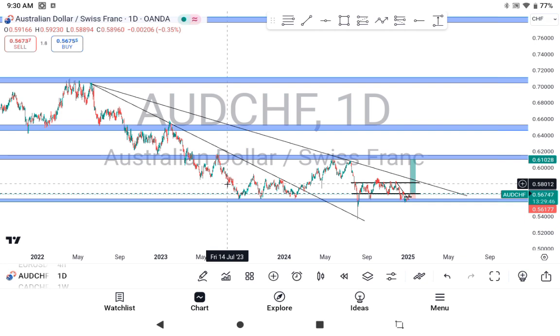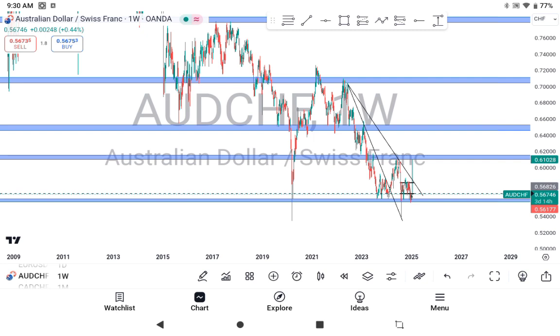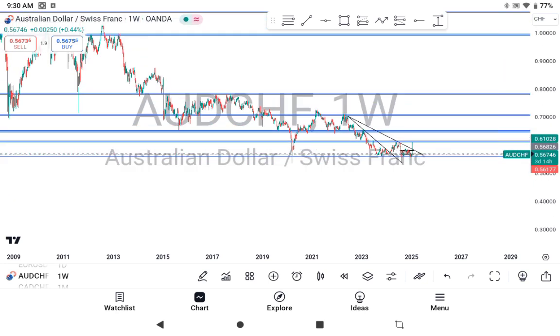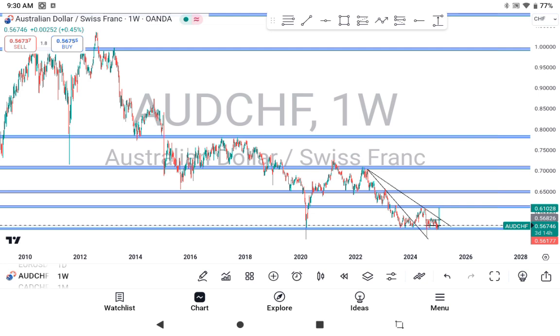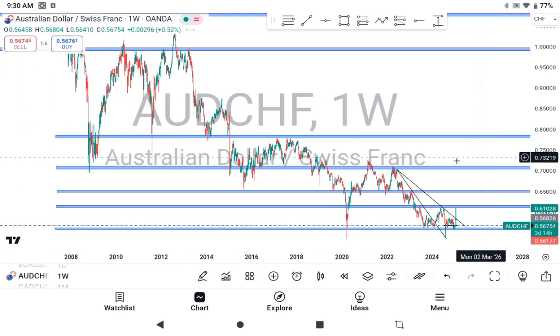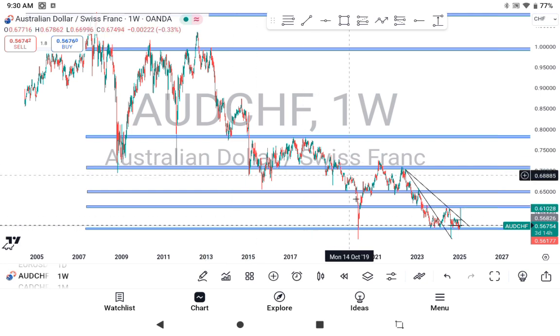So let's move over to the weekly time frame. On the weekly time frame, we can see that AUD/CHF is in a bearish downtrend, creating a consecutive series of lower lows and lower highs. AUD/CHF has pulled back to this level right here. When it gets to this key level of resistance, that level rejected the price to the upside.